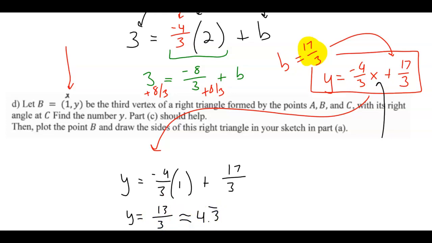So therefore, that's the y value of this point: 1 comma about 4.3. If you plot that point, 1 over and 4.3 up, that is point B. You should have already plotted point A, and that's point B. A and C were given from the beginning. A was negative 2, 0, and C was 2, 3.